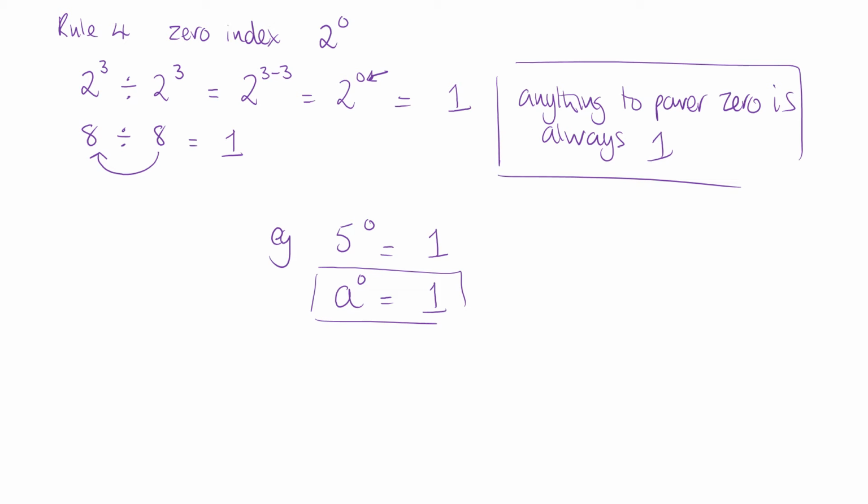But be careful, what if we had 3x to the 0? It's only the x that is to the power 0, and the x to the power 0, that bit equals 1. So essentially what we are doing is doing 3 times 1, the x to the 0 being 1, so the answer there would actually be 3.